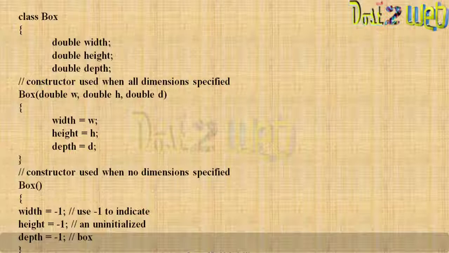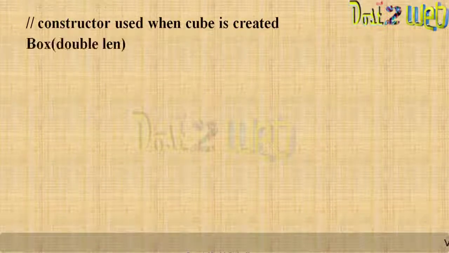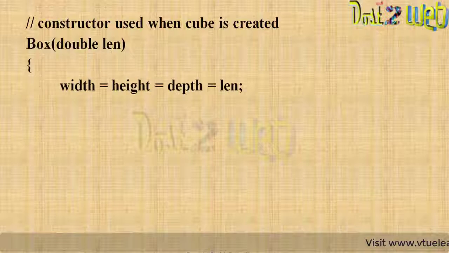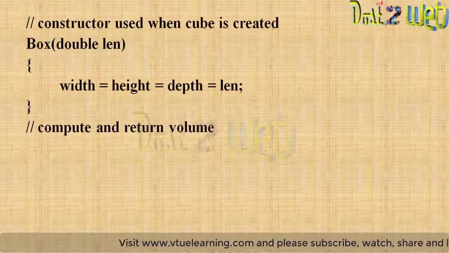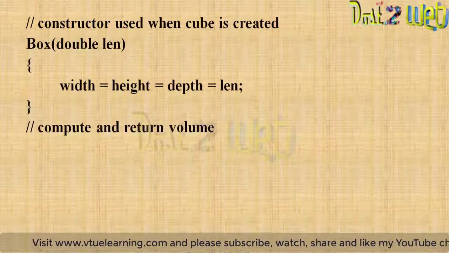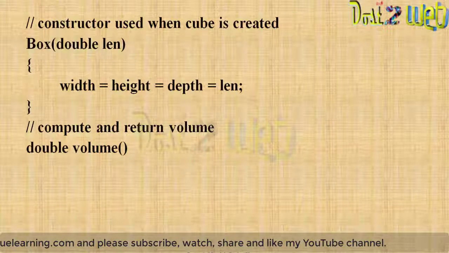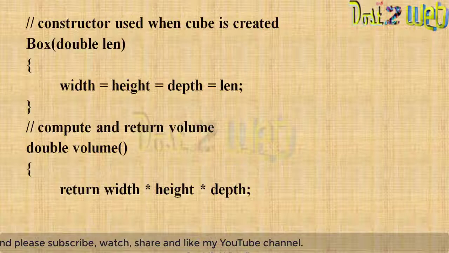Close it. Now come to the main class. One more constructor we will create, which passes a parameter as a double. Now your height, width and depth are all equal to the length, so all are similar values. Now you have to compute the return value in a similar way: double volume, return height into width into depth. Close it.